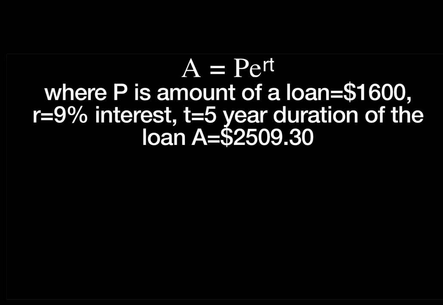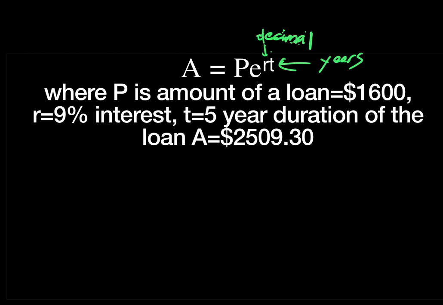A equals P e to the rt. This is another method for calculating interest on loans, total amounts after a principal's been invested. So this is the amount that you're going to end up with. This is the principal or your beginning amount. E to the rt, so now r will be written as a decimal. T is typically years.